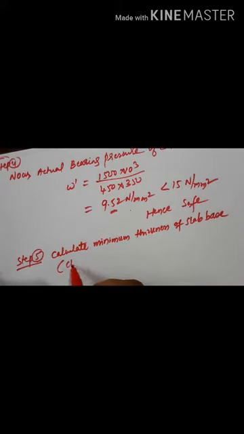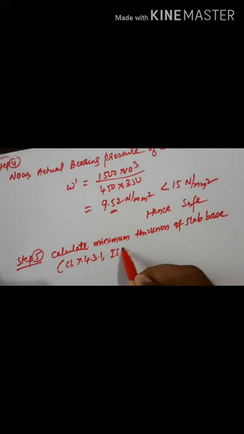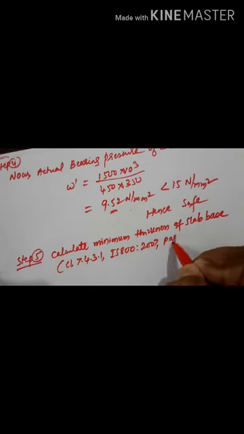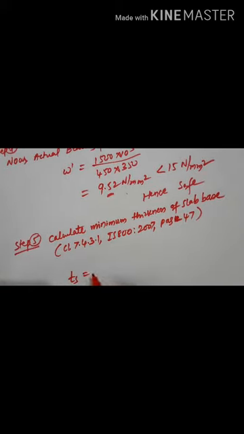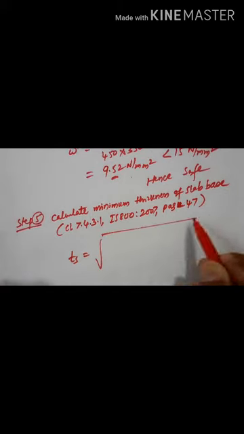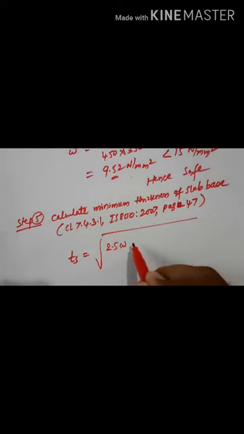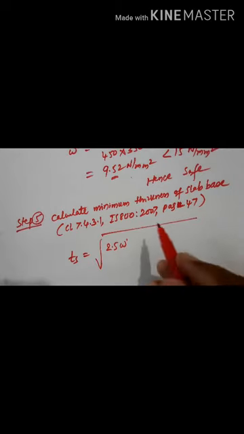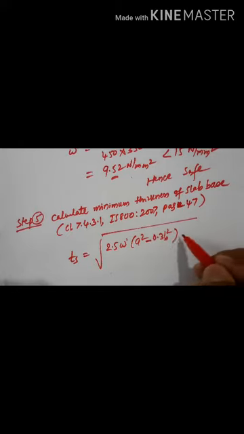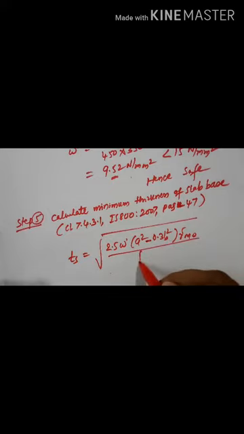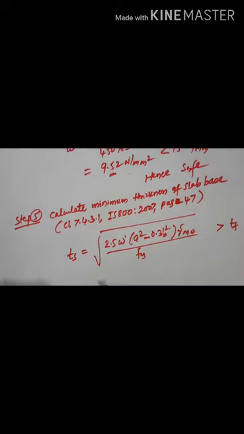You can write clause 7.4.3.1, IS 800-2007, page 47. There the thickness formula is given as the root of 2.5 W dash, where W dash is the actual pressure to be taken, times A square minus 0.3 B square, times gamma m0, divided by Fy. This should be greater than the thickness of the flange.